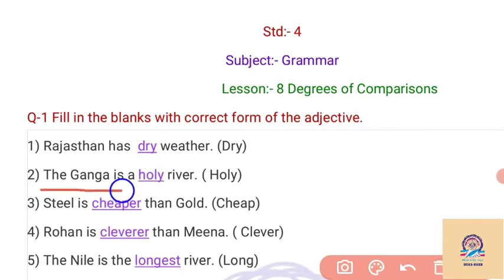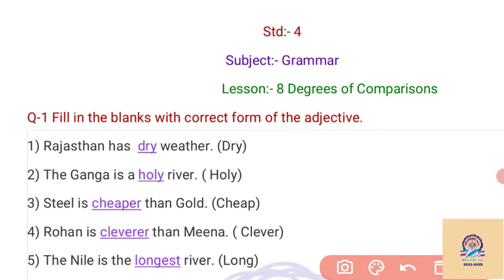Then, the Ganga is a blank river. In brackets holy is given, but we are not comparing the Ganga with another river. So our answer remains holy. Then here, steel. In this sentence we are talking about steel and gold. It means we are comparing steel with gold. So steel is blank than gold, and in brackets the adjective cheap is given. So we have to write the comparative form, the second form of the adjective cheap, and that is cheaper. We have to add er after cheap. It means cheap changes into cheaper.